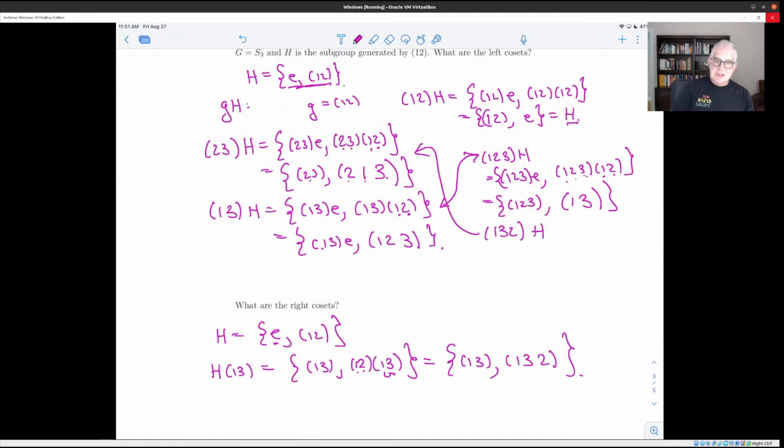it looks similar to the other case, except notice that in this example, when we looked at (1 3)H, the coset had (1 3) and (1 2 3) combined. Whereas when we looked at H(1 3), the coset has (1 3) and (1 3 2) combined. In other words, these are not equal to each other.